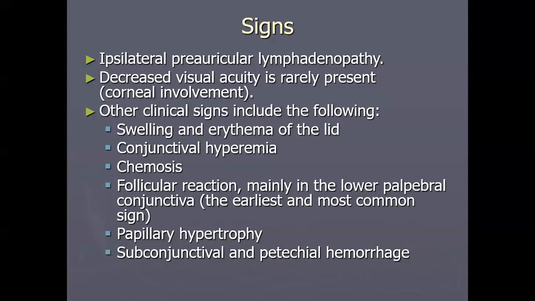Okay. Mostly there is no decrease in visual acuity, but sometimes if the cornea is involved, then there might be a decrease in vision. Otherwise, there is just swelling and erythema of the lid. There is redness of the conjunctiva, that is hyperemia. There is swelling of the conjunctiva, that is chemosis. There might be some follicular reaction in the lower palpebral conjunctiva. There might be papillary reaction. There might be subconjunctival and petechial hemorrhage, which is rare. But these people who get EKC have a combined follicular papillary reaction.